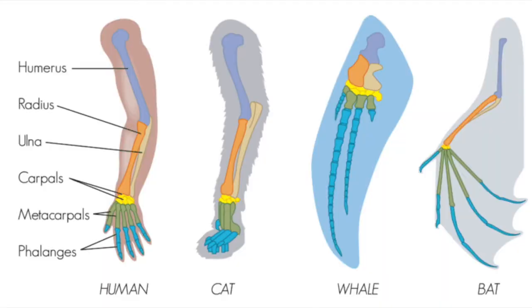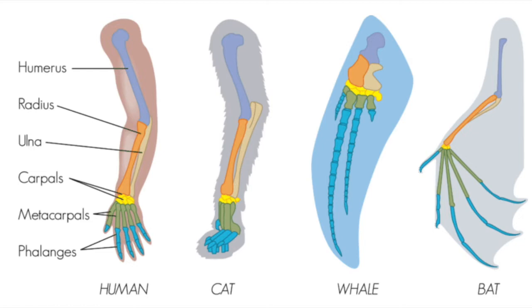So we're going to look at a few right here. And what you see on your screen is the skeletal structure of a human arm, the leg of a cat, the flipper of a whale, and the wing of a bat. And what you'll notice is a very similar anatomical pattern or setup. If you look at the human, the cat, the whale, and the bat, they all have one single upper limb bone called the humerus. As you work your way down, then there are 2 bones, the radius and the ulna.